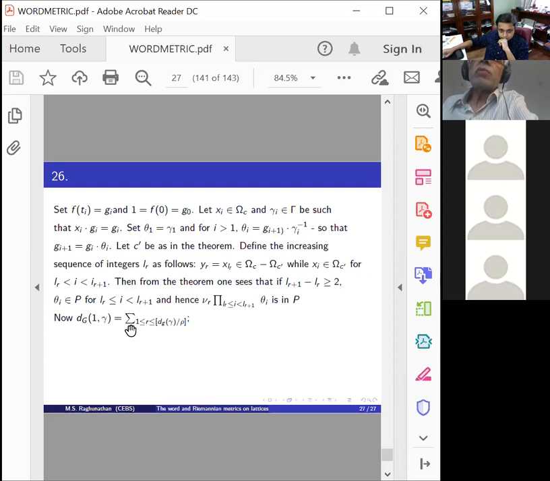Now, d_G(1, gamma) can be written as the sum over 1 less than or equal to R less than or equal to G of the distance between g_i and g_{i+1}, that is, from g_{L_R} to g_{L_R+1}. That's after all, the geodesic passes through g_{L_R} and g_{L_R+1}. And therefore, the sum is what you get there.